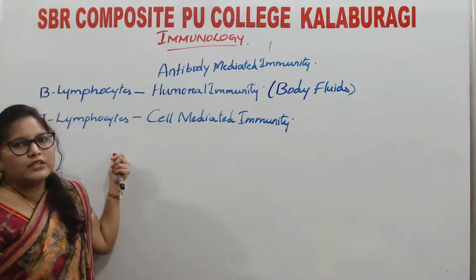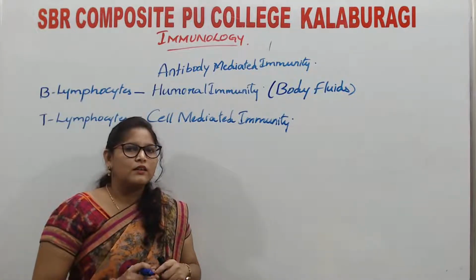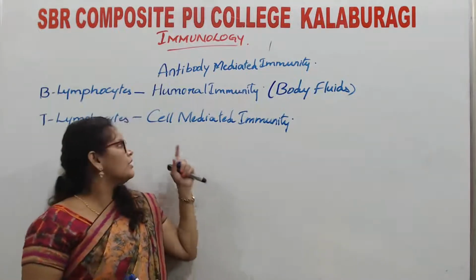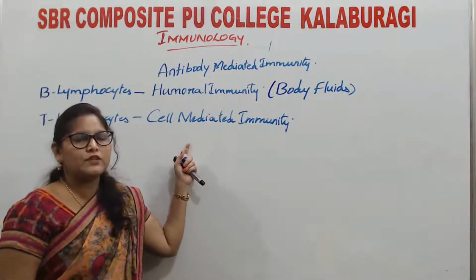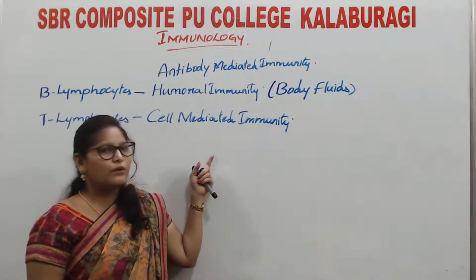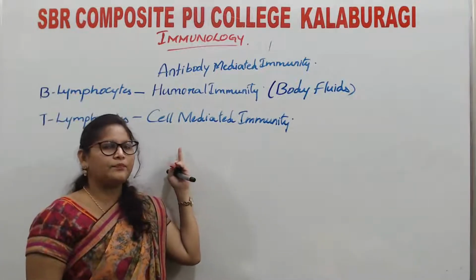These T lymphocytes, as they do not have the capacity to produce antibodies, will kill the antigen through different types of cells like macrophages. How is it known? This is known as cell mediated immunity.